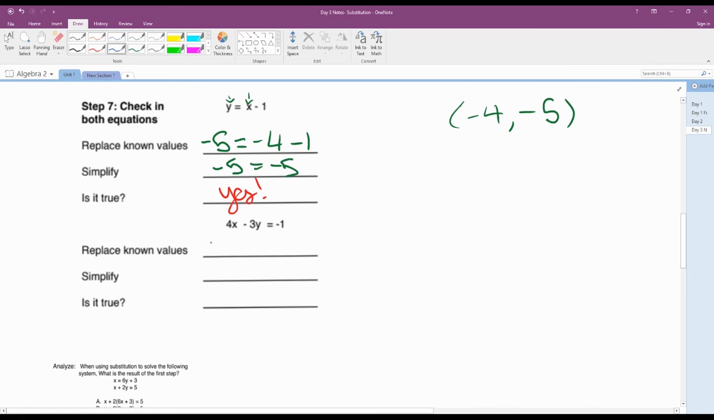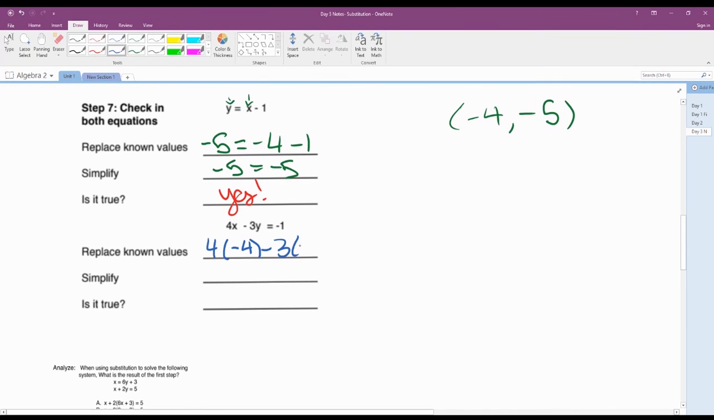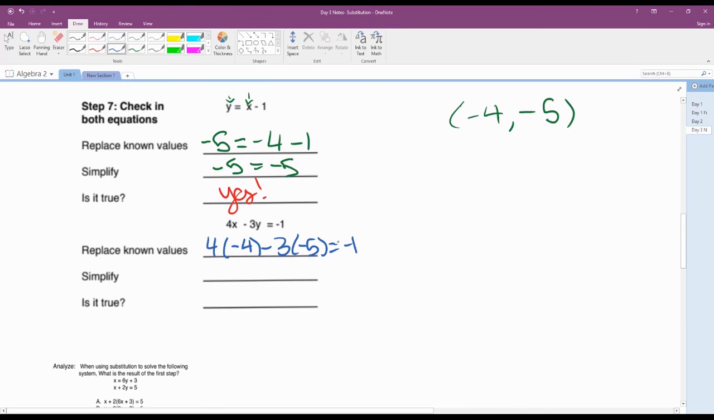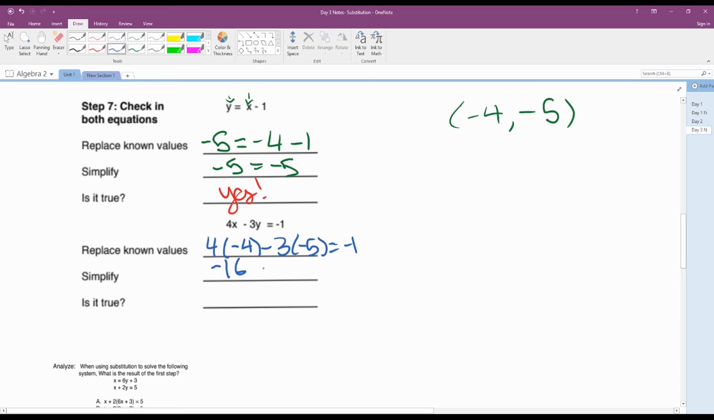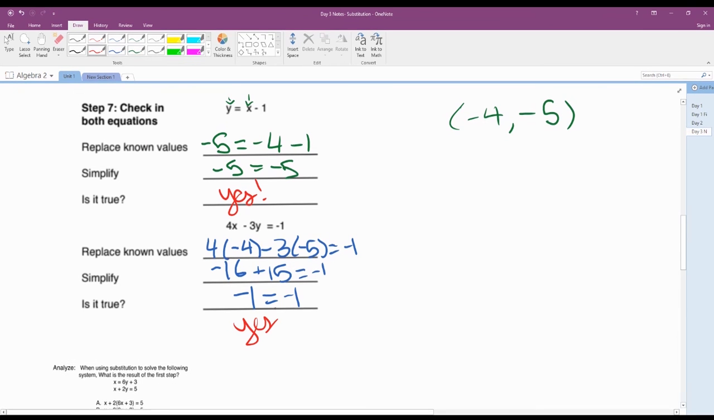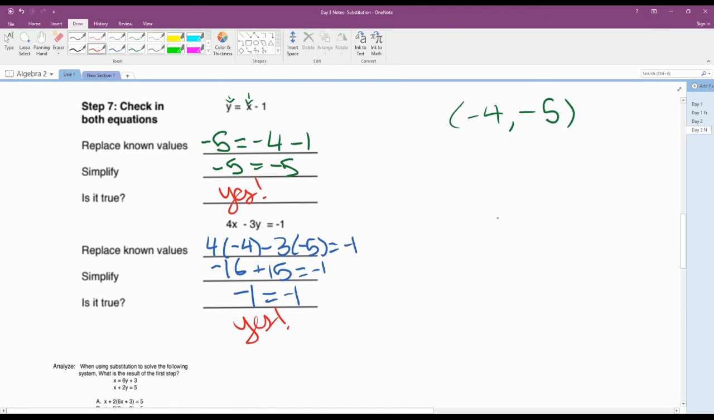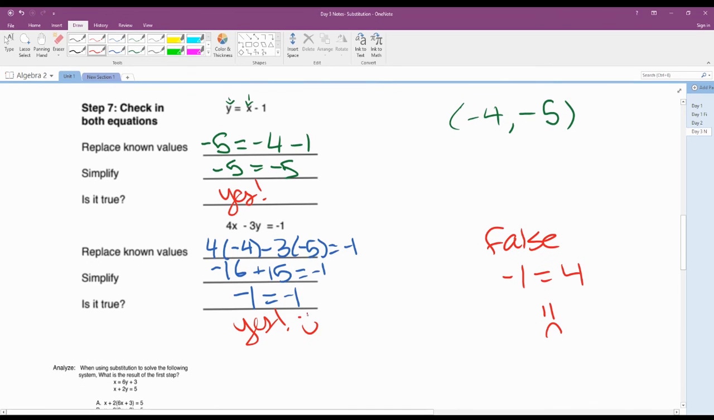So we got 4 times -4 minus 3 times -5 equals -1, right? This one's a little harder. So 4 times -4, that's -16. -3 times -5, that's 15. And we get -1 equals -1. And as we know, this is also true. If it were false, I would get something like -1 equals 4. That's not true. Sad face. But when they are equal, yay, we got something that's right.